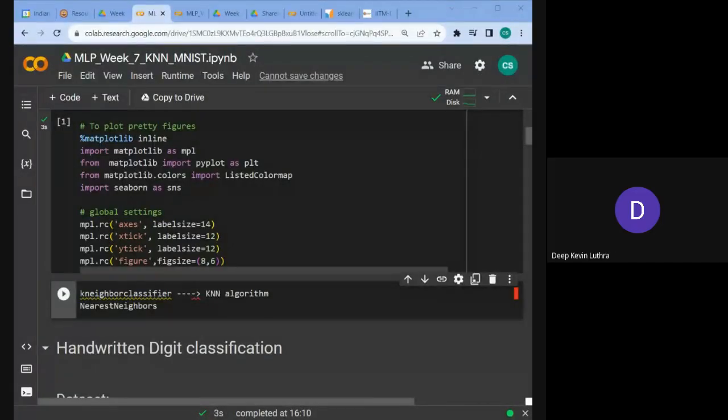Sir, are you sharing something, sir? It's not being visible. Wait. I think it is visible to me. You should pin his screen.